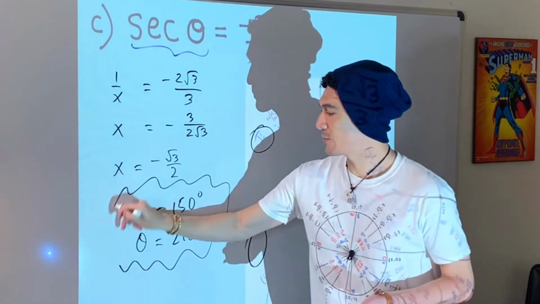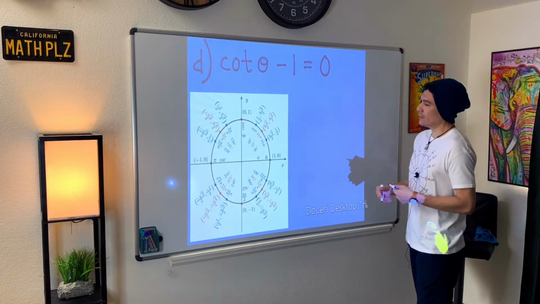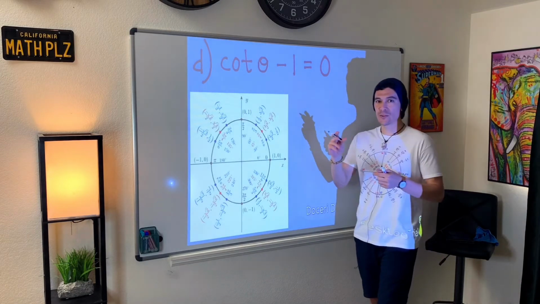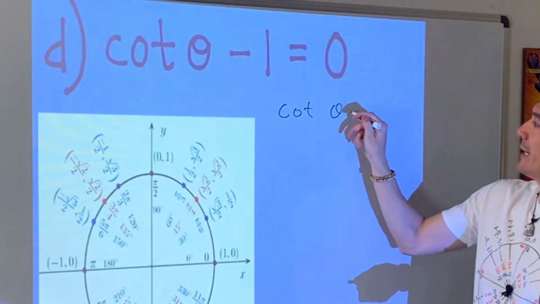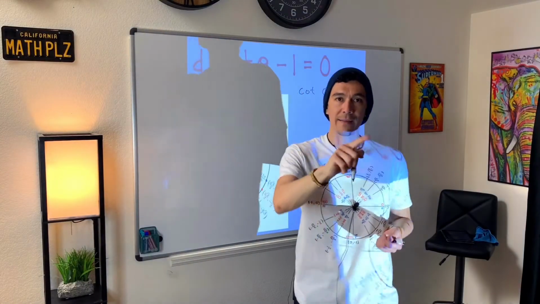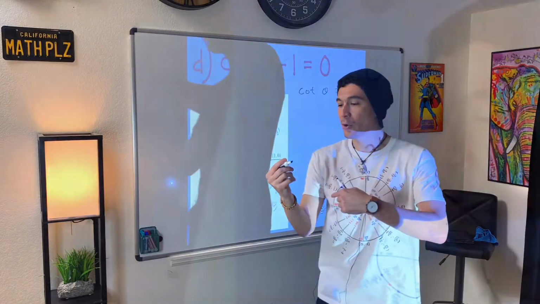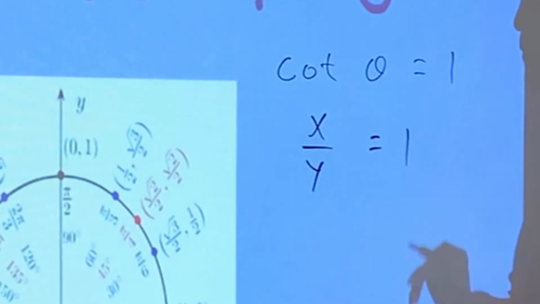One more, guys, and we're done for today. Cotangent minus 1 equals 0. So again, a lot of times these equations require a little bit of quick preparation. So we have cotangent theta equals 1. Now recall from yesterday that cotangent is x coordinate over y coordinate. X over y equals 1.